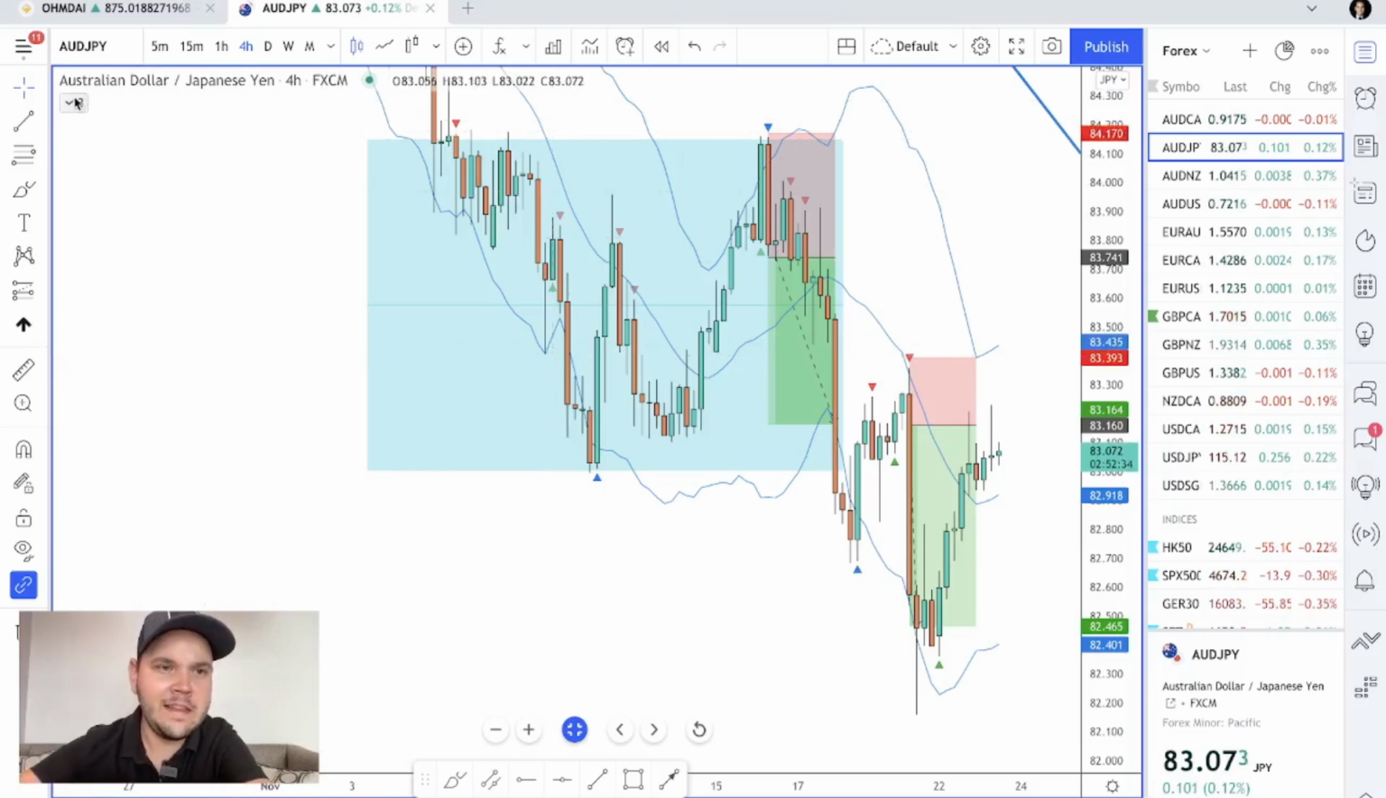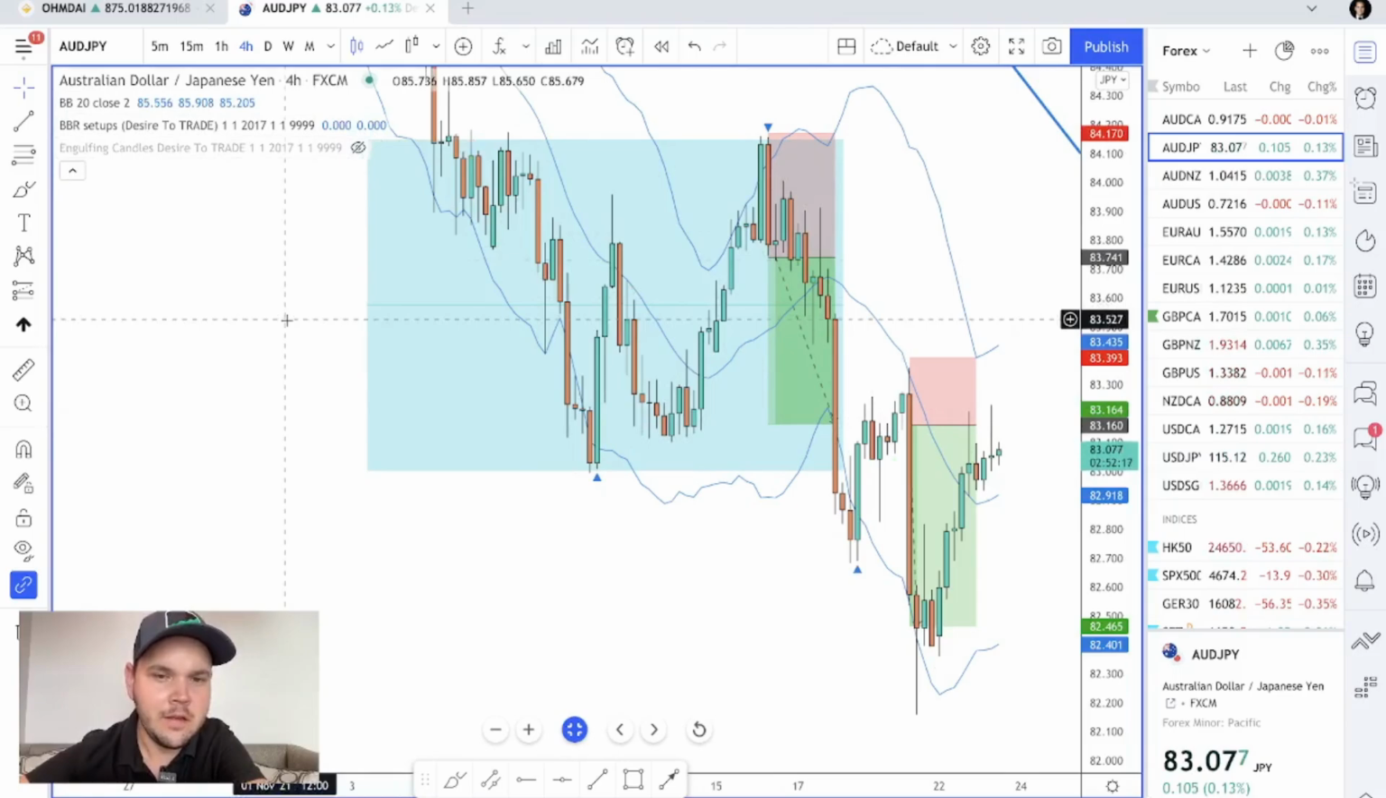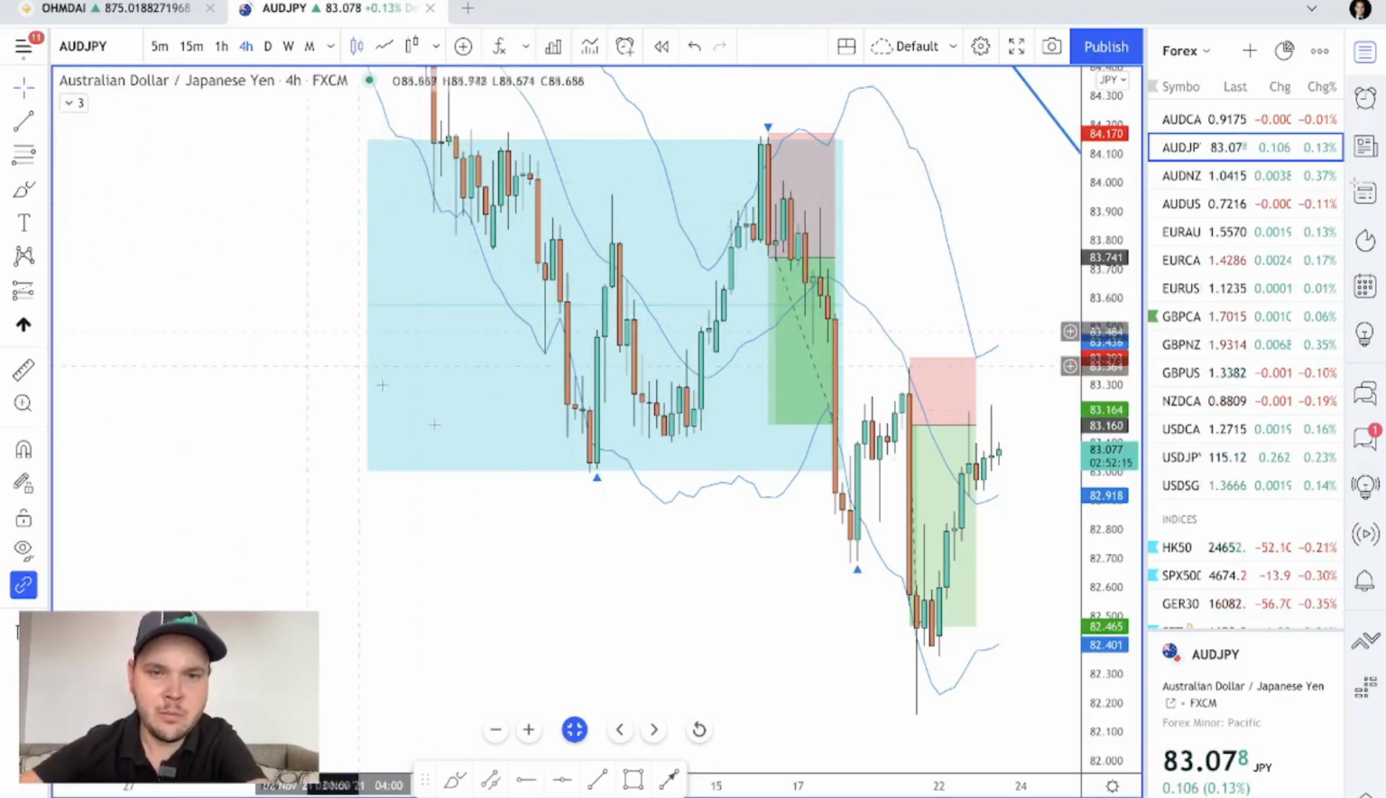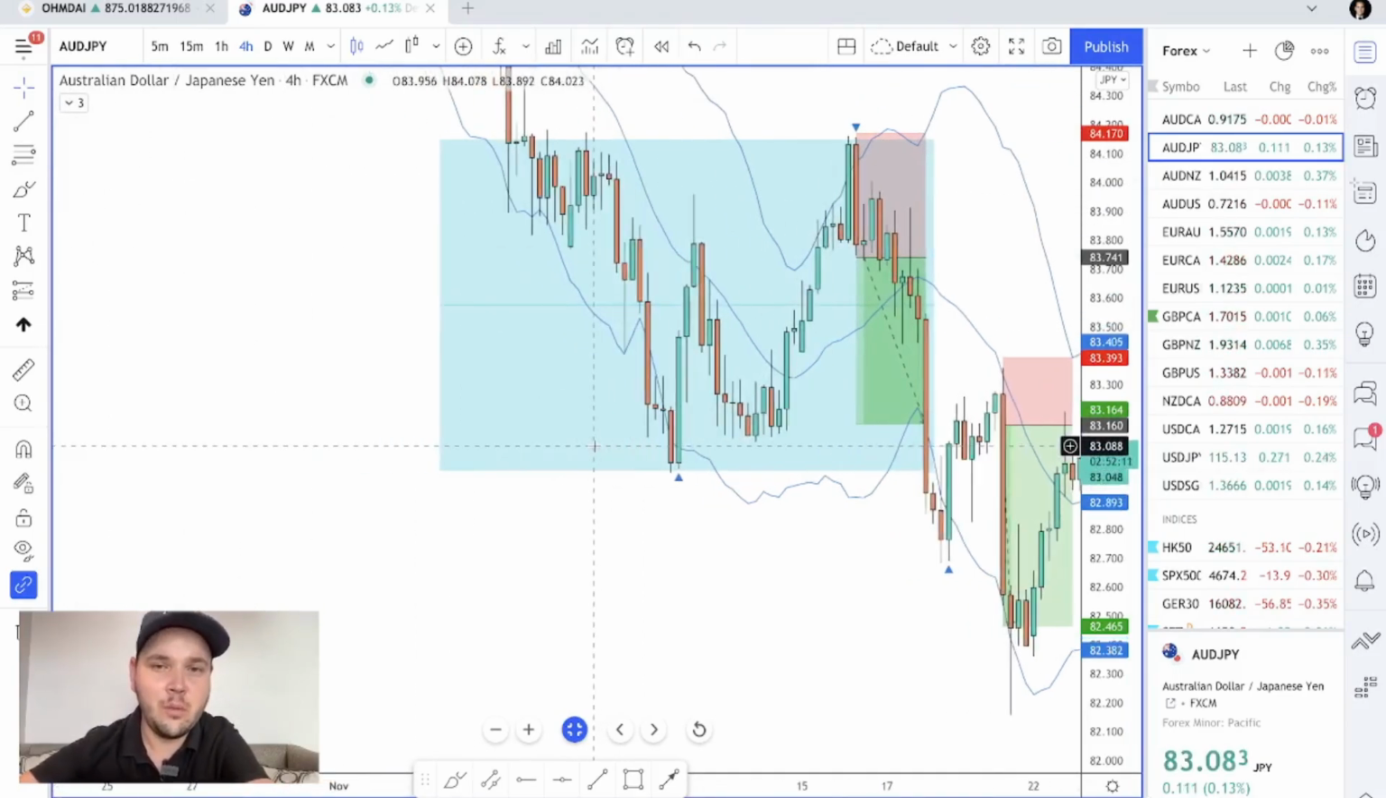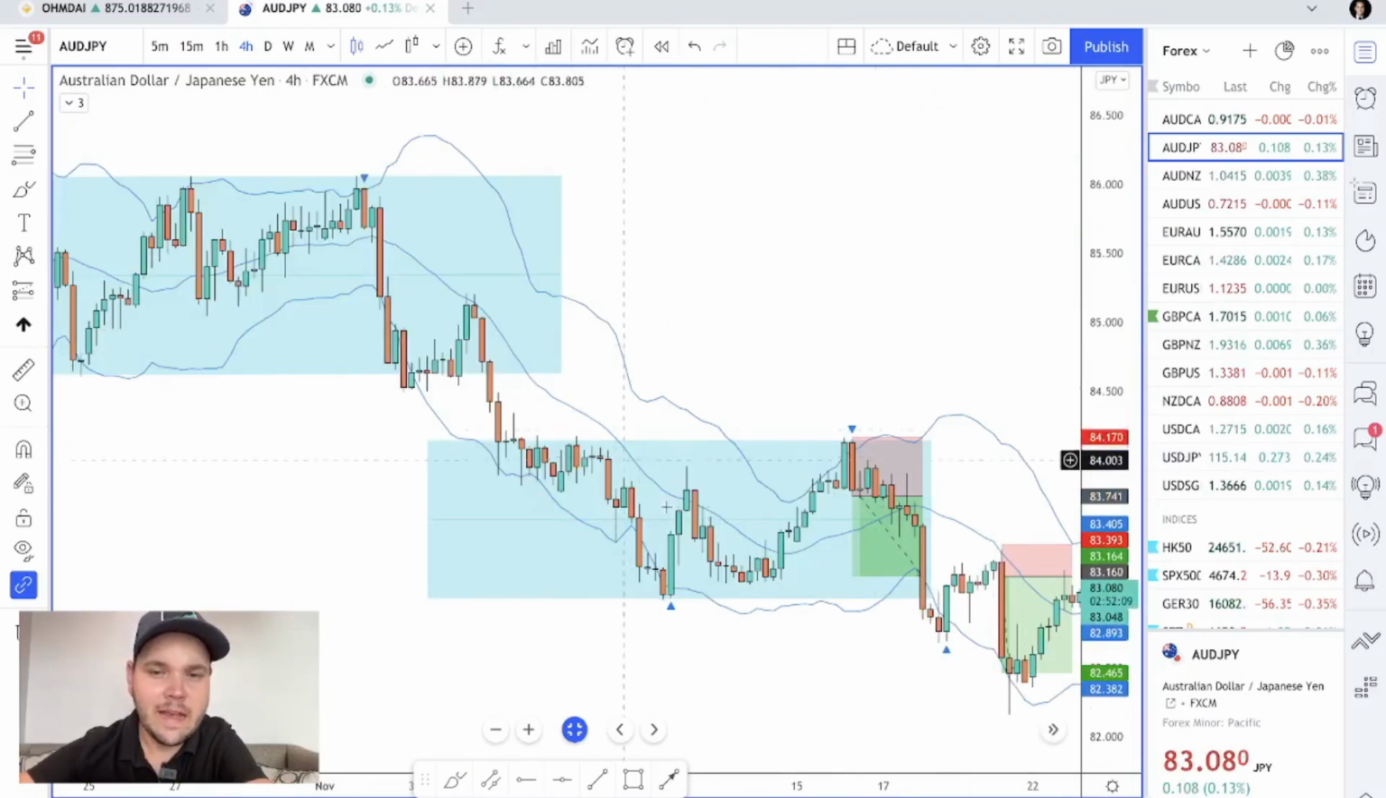Now we want to look at these blue setups. Okay, so we'll just disable them over here, this one. And now we only have the engulfing candles that break the Bollinger Band. That's the one I want to trade. If you are in a range like this, where we were before, I'm looking to sell at the top or buy at the bottom.